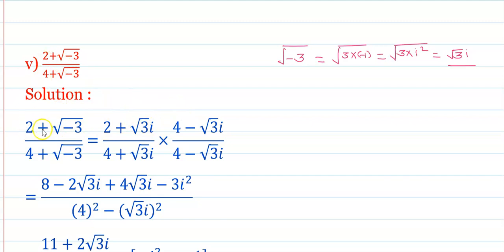Therefore 2 plus in root of minus 3 means what? 2 plus root 3i. And what about the denominator? 4 plus root of minus 3 means what? 4 plus root 3i. Now multiply numerator and the denominator by the conjugate of the denominator.